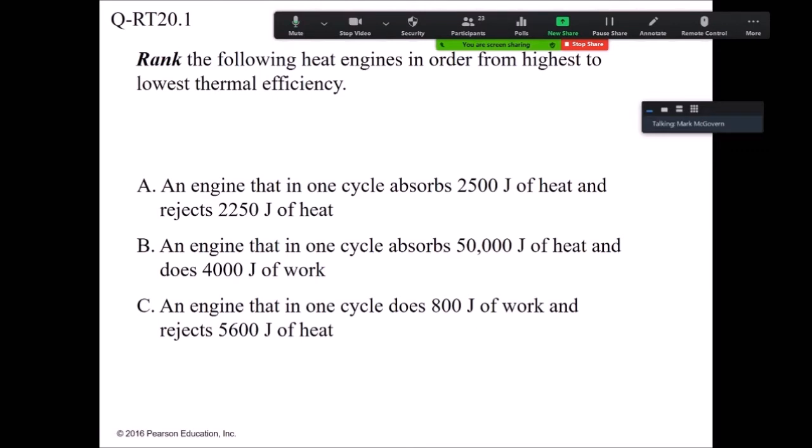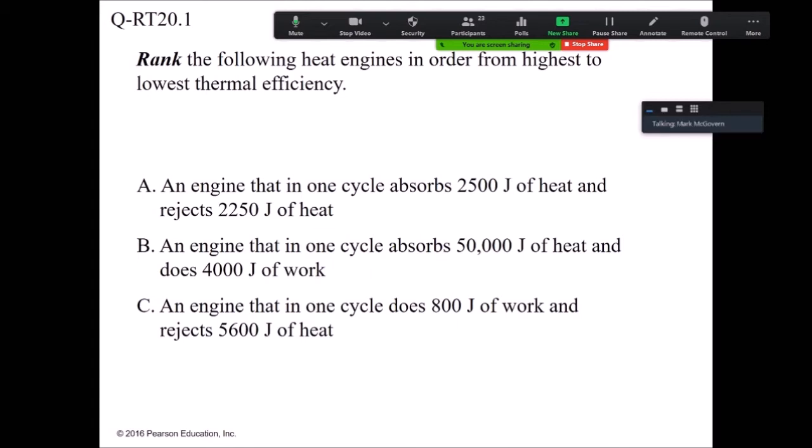Let's rank the following heat engines in order from highest to lowest thermal efficiency. I don't want you to chime in on this. I'm going to work it out with you here. We want to try to work out this stuff as much as we can. All right, let's go through each one and calculate these efficiencies.